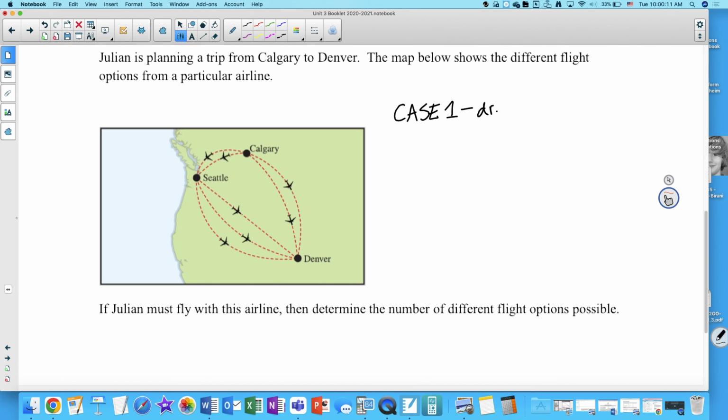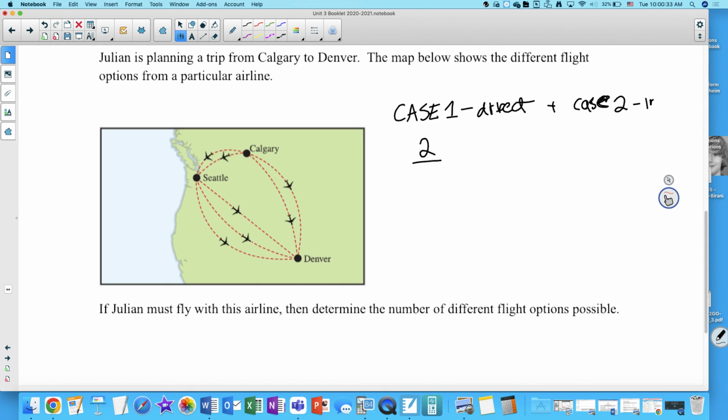Okay, so if we're going direct, there's only one decision that we need to make. How many options do we have to fly direct? Two. Okay, case two. I feel like I can't write this morning. Indirect.